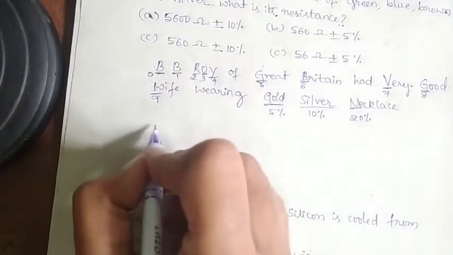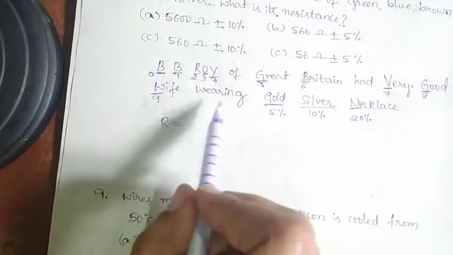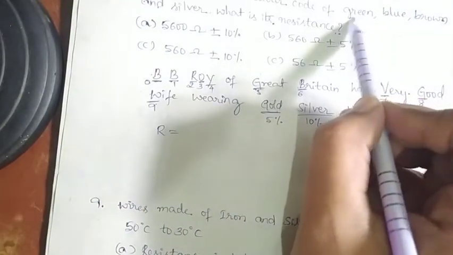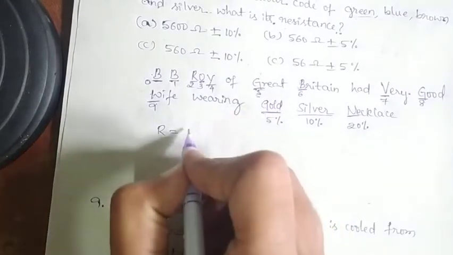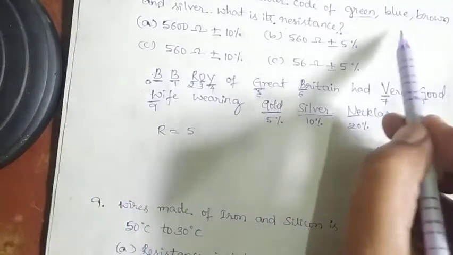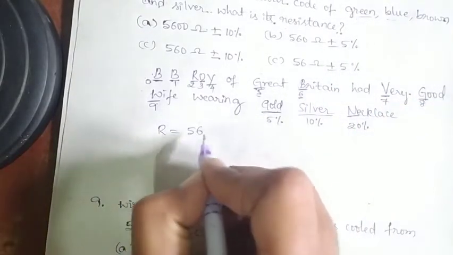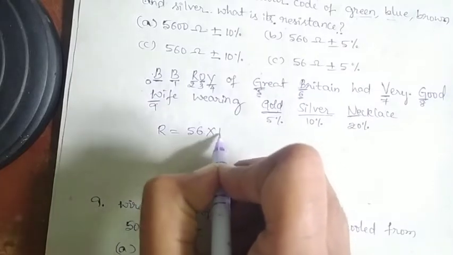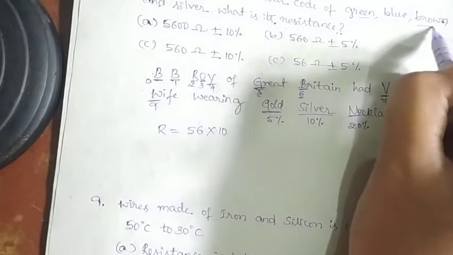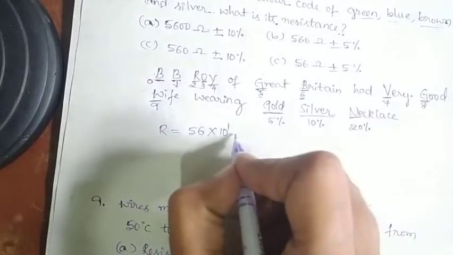Now, we have to find out the value of resistance. R will be equal to: first will be green, green having number 5. Next one, blue, blue having color code 6. It is multiplied by the third band, the multiplier, 10 power. Brown should be having 1, 10 power 1 ohm.